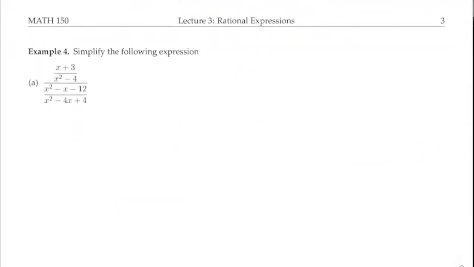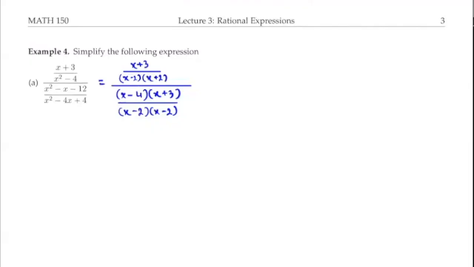Right, in the next example, it's the same thing. You have divisions of rational expressions. So factor when possible. So I have x plus 3 divided by x minus 2 times x plus 2, all together divided by x minus 4 times x plus 3 over x minus 2 times x minus 2. Now rewrite this. Divide a fraction, that means you can multiply by the reciprocal. So you have x plus 3 divided by x minus 2 times x plus 2, times x minus 2 over x minus 4 times x plus 3.